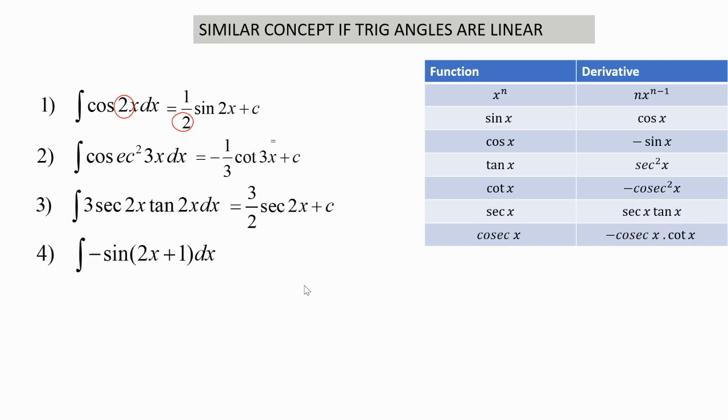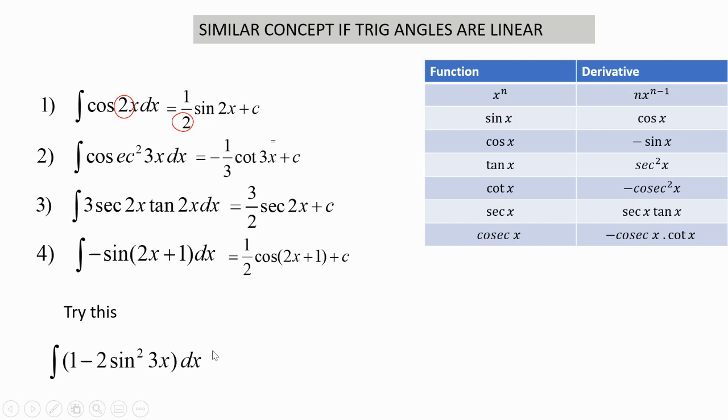Quite easy, all right? This is also linear, so it might look like it's complicated, but that is still linear, so it's 2x plus 1. So this should be, the integral of minus sine is cos, so this should be 1 over 2 cos, whatever that angle is, plus c. Okay, then I thought I'd give you this one, which is not easy at all.